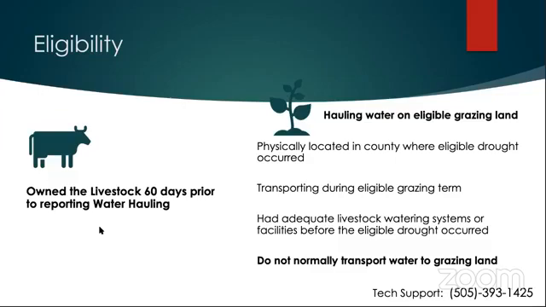And it's a disaster program. We shouldn't be having to pay for hauling water every year. This year we are in a pretty severe drought pretty early on in the year, especially in those 4 counties that I mentioned earlier.